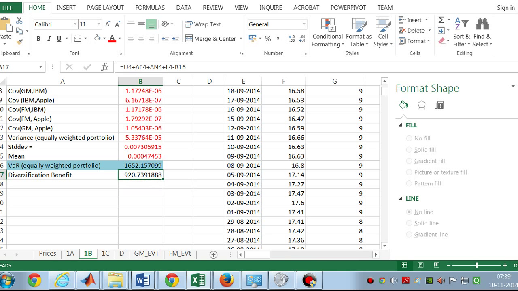So we see that this is always less than the sum of weighted VARs of the portfolio, and this is known as the diversification benefit, the amount by which this VAR is less than the value at risks of the 4 portfolios. However, this wasn't asked.